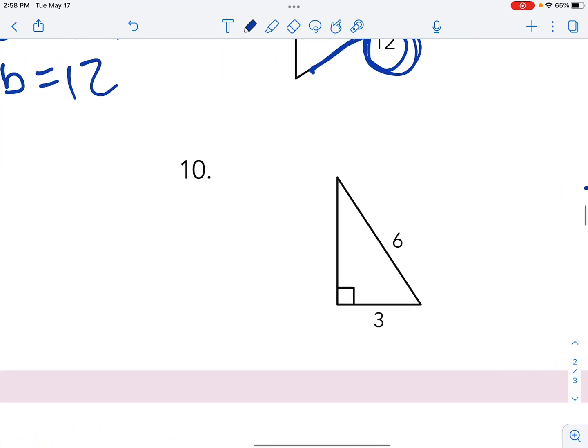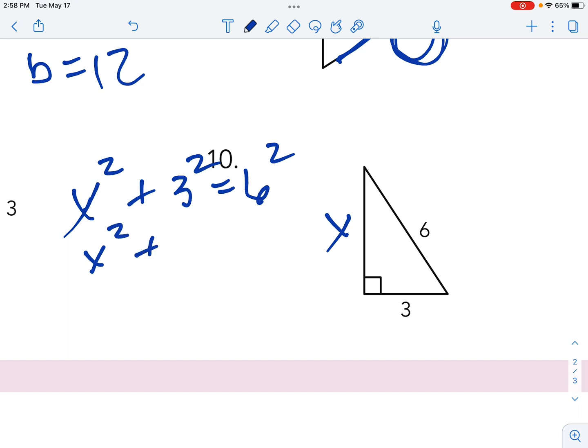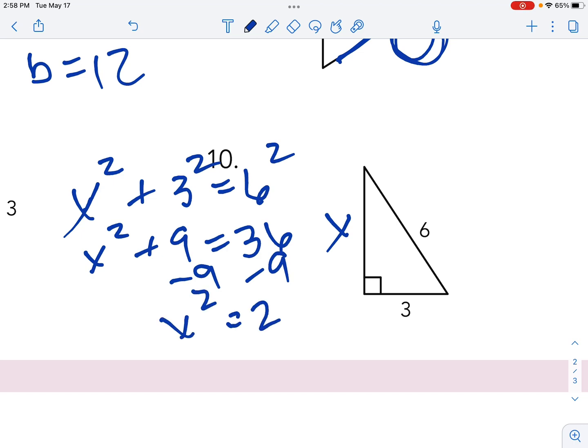Okay, so this next one, I'm going to call it x because I like x. X squared plus 3 squared equals 6 squared. So x squared plus 9 equals 36. I subtract 9 from both sides. I get x squared equals 27. I take the square root of both sides. And I get approximately 5.2.